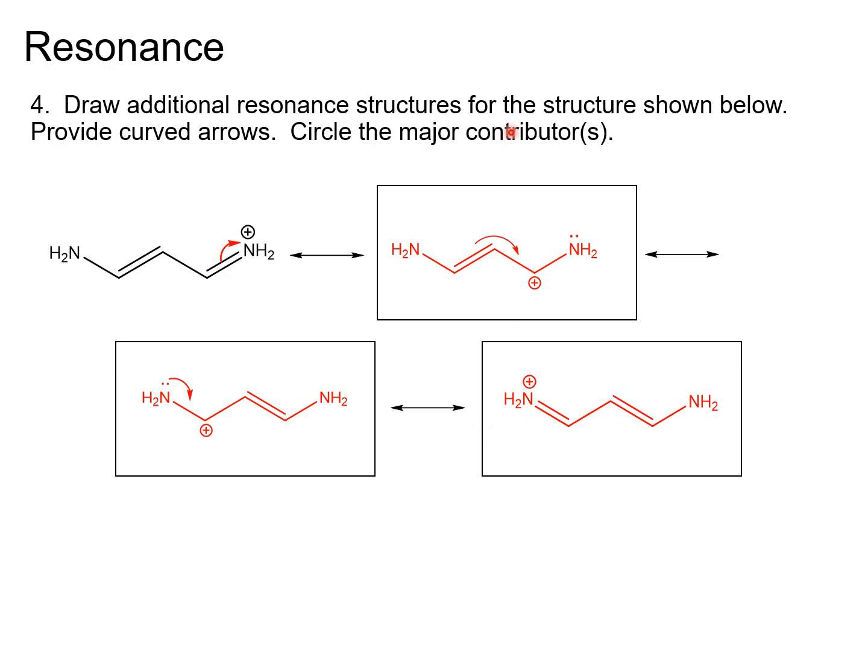For our major contributors, remember that we want to focus on structures where all the atoms have octets, and so my carbocations in structures 2 and 3 are going to eliminate those possibilities. Notice here in this structure, every atom has an octet. This one, same thing, so we would say both of these are our major contributors.